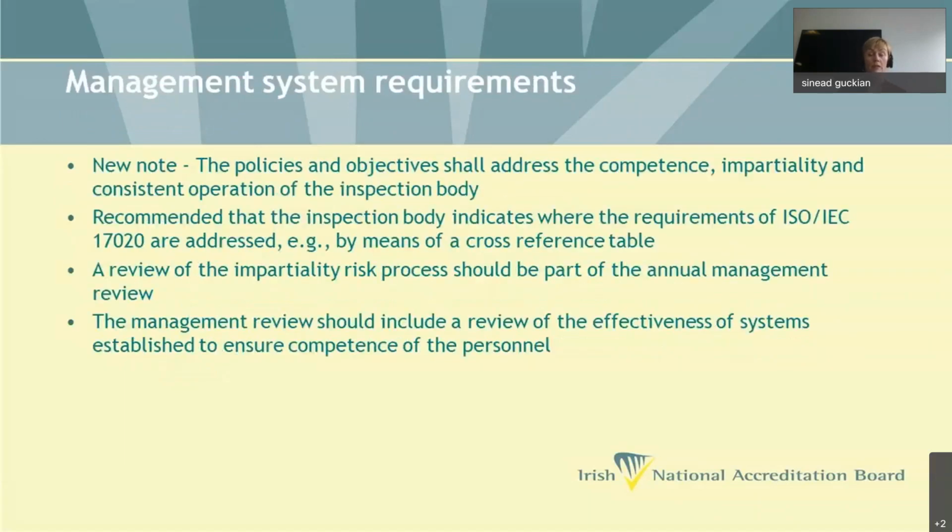The management system requirements, there are not many changes to this section of P15. There's a new note stating that the policies and objectives shall address the competence, impartiality and consistent operation of the inspection body. It's recommended that the inspection body indicates and does a cross-reference as to how their management system meets the requirements of 17020. A review of the impartiality risk process should be part of the annual management review, and the management review should include a review of the effectiveness of systems established to ensure the competence of personnel.